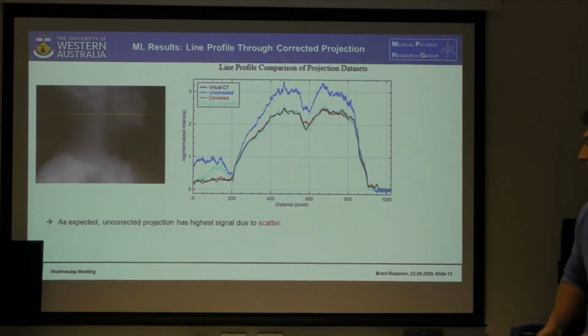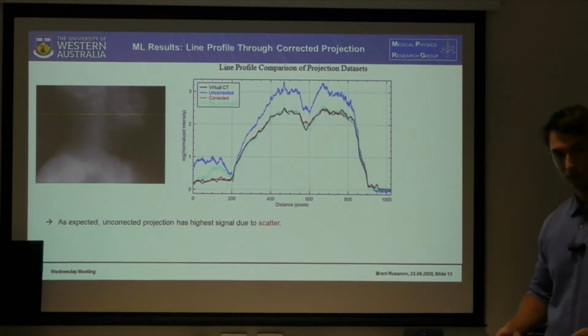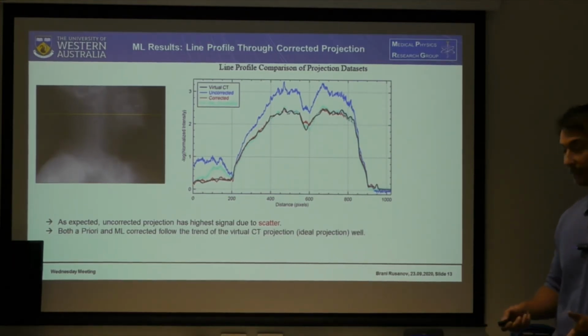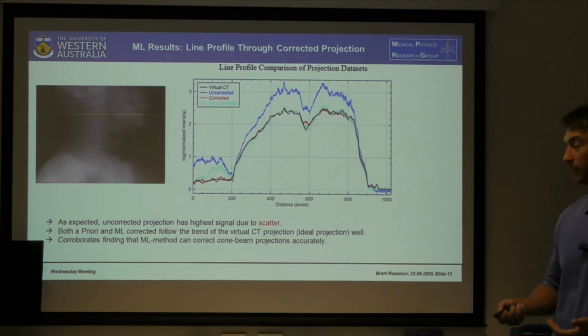So as expected, the uncorrected projection has the highest signal due to scatter. Both the a priori and ML corrected methods follow the trend quite well of the CT virtual projection. And this again corroborates the finding that the machine learning method can correct cone beam projections accurately.